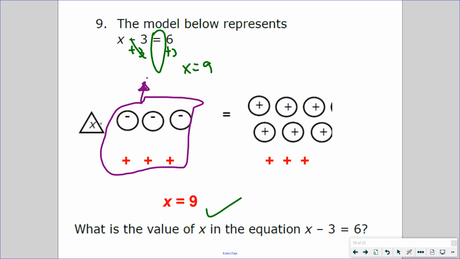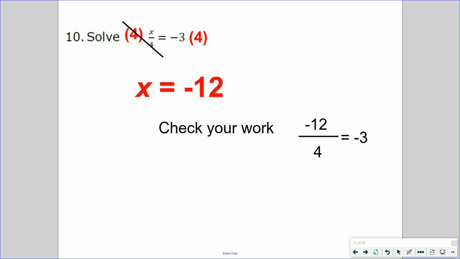So how do you cancel? Is x isolated? No. How can you cancel? Add 3 to both sides. Cancel, cancel, cancel. That's 9. Number 10, solve this. Circle this. Is x isolated on the left side? No, we need to multiply by 4 on both sides. Cancel. -3 times 4 is -12.